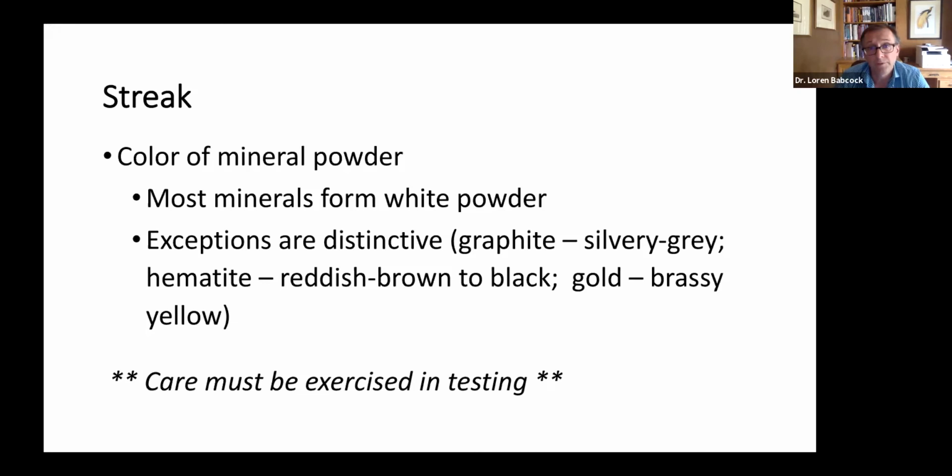There are some exceptions, and these are the places where streak matters. The exceptions are things like graphite, which is the stuff that is used for pencil leads. That has a very distinctive silvery gray streak, and that's why we have pencils made of graphite. Hematite, which is an iron ore, normally streaks reddish brown to black. Gold, as people probably know, streaks a brassy yellow. For a few of these types of minerals, streak is important in identification.